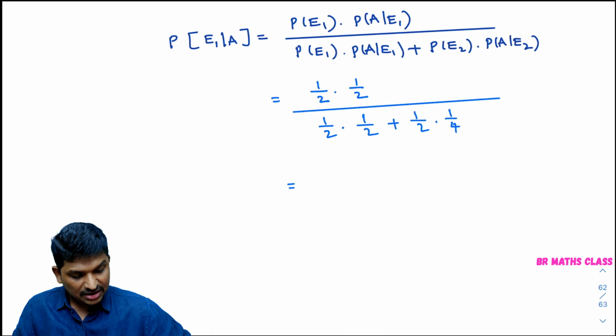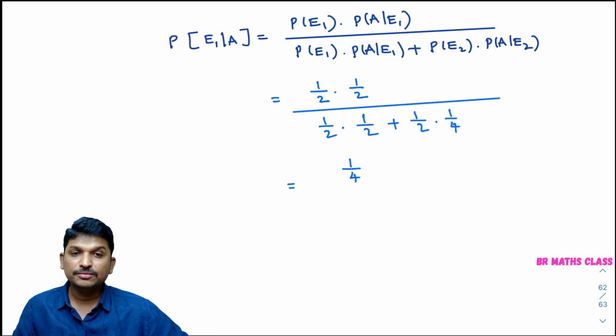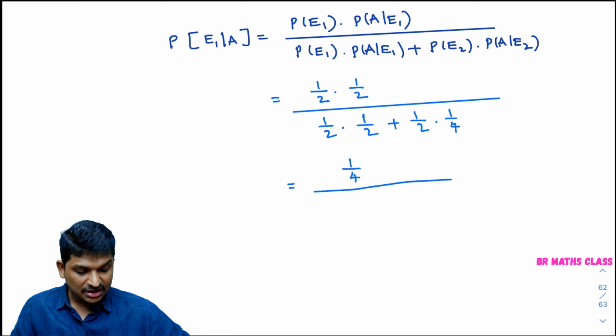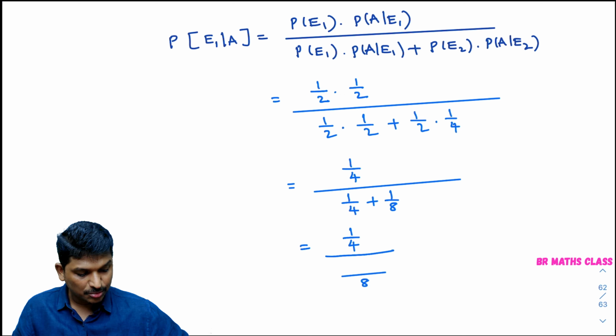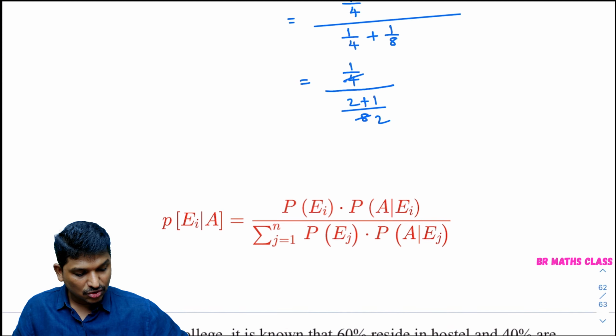In the numerator, it is 1 by 4. In the denominator, what you will get? 1 by 4 plus 1 by 8. 1 by 4 whole divided by, LCM is 8 in the denominator, 2 plus 1. 4 in this how many times? 2 times. So what you got here?